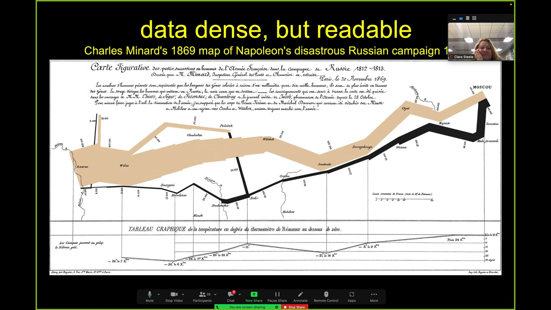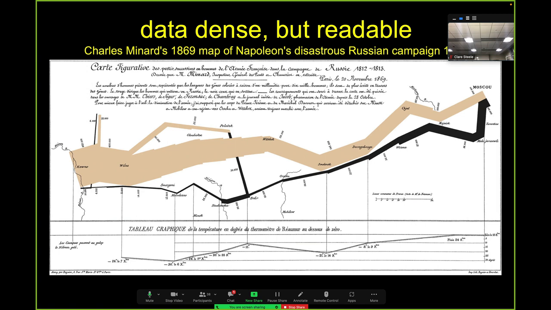So we have these things here. We have this beige sort of liney stuff. Then we have a black kind of bulky liney thing, right? And then we have a temperature graph down here. So there are actually six different variables being displayed here at once, right? Again, this was created in the late 1800s, way before PowerPoint, way before ArcGIS, and this was really awesome.